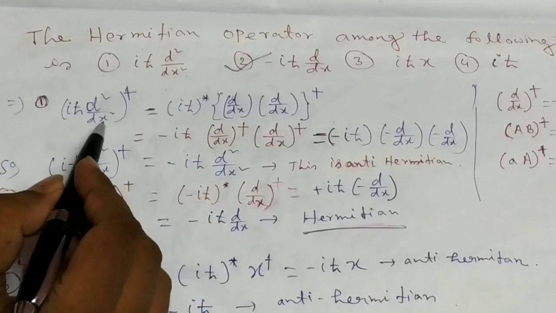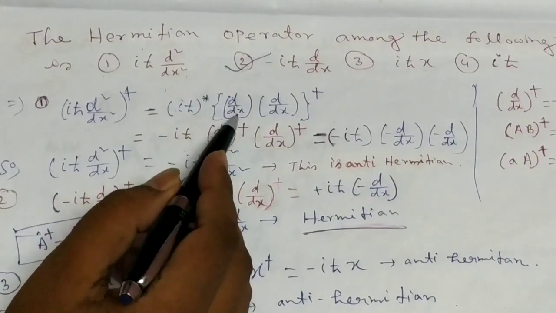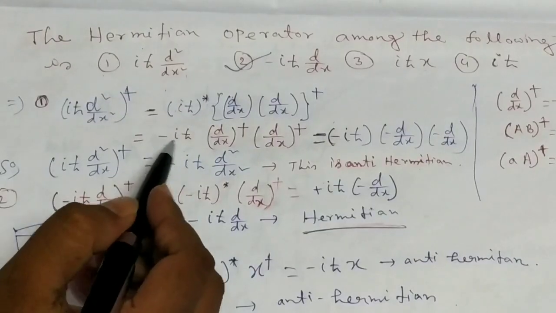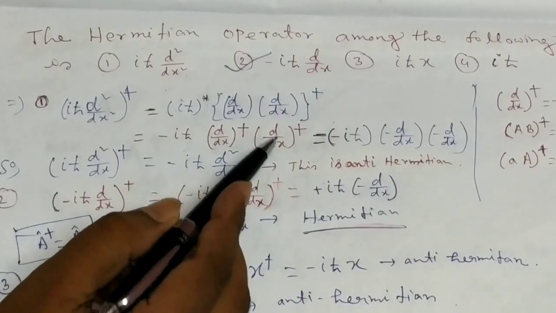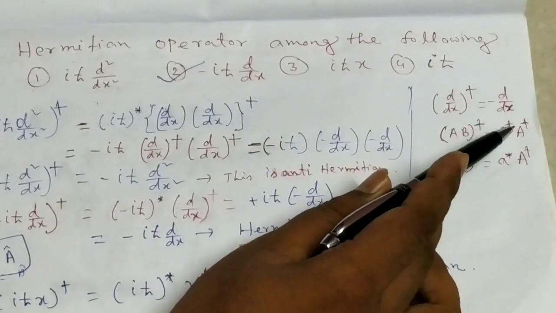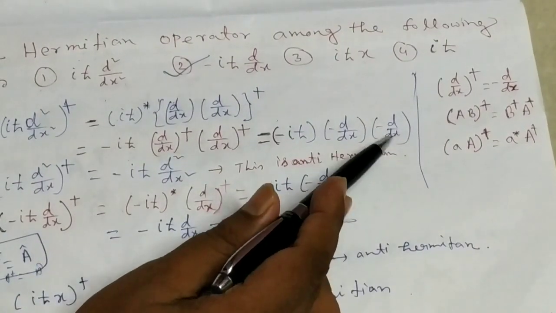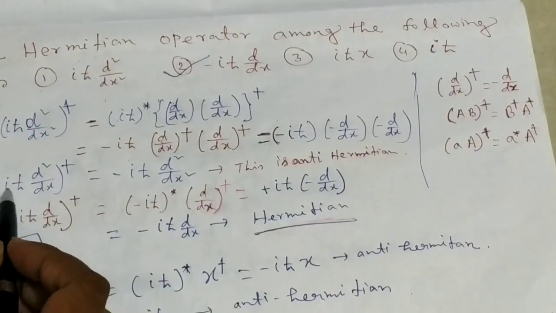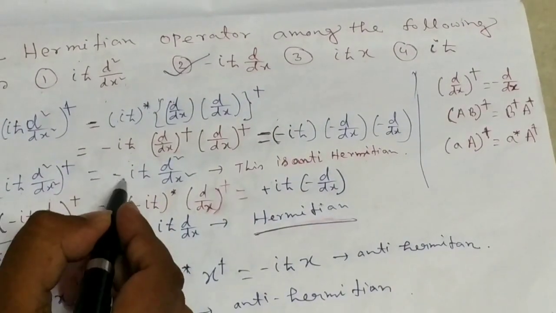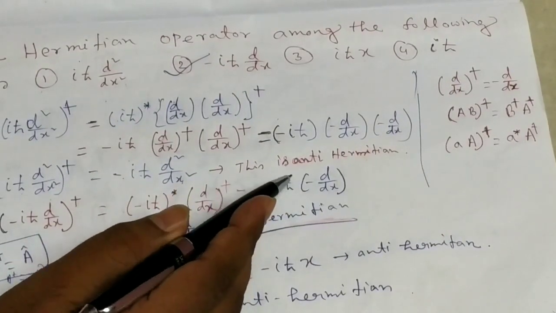So (iℏ d²/dx²)† means (iℏ)* times (d/dx)† times (d/dx)†. So (iℏ)* means −iℏ. (d/dx)† we also know is −d/dx. So here we use −d/dx and −d/dx, minus minus is plus, then we get (iℏ d²/dx²)† = −iℏ d²/dx², which is anti-Hermitian.